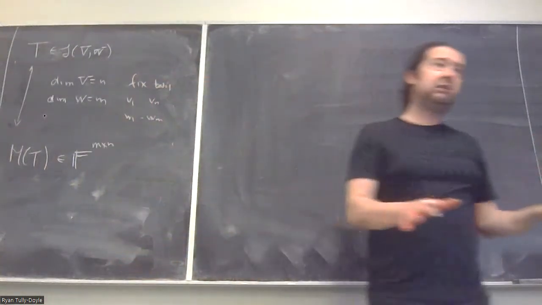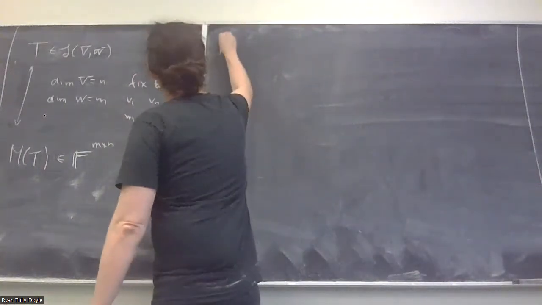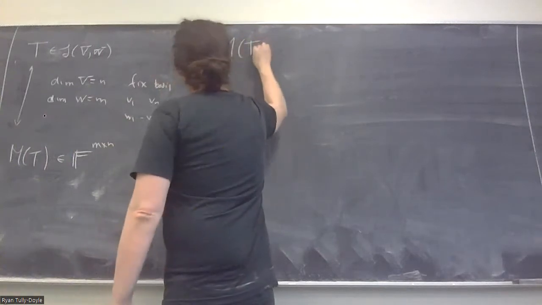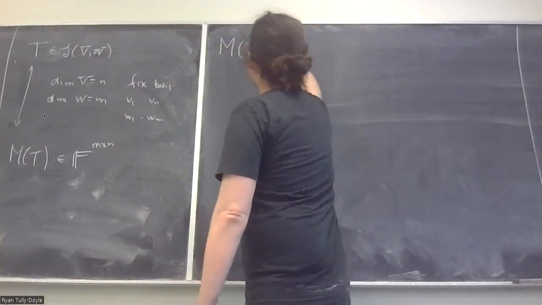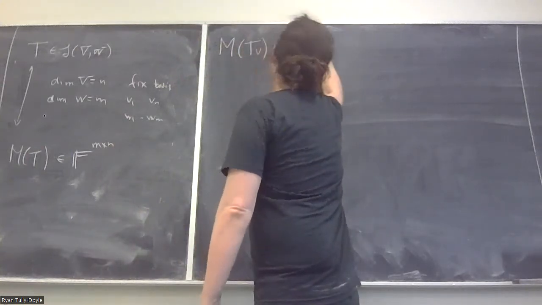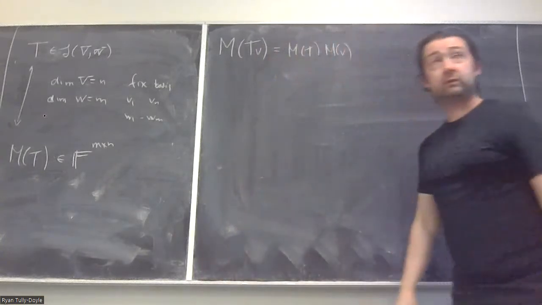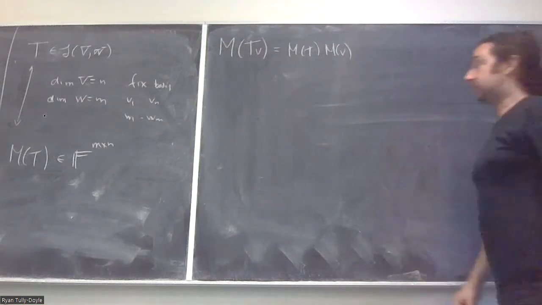The last thing we did at the end of class was I argued, though I didn't prove it, that the matrix of T times a vector is equal to the matrix of T times the matrix of the vector. So what does that get us?